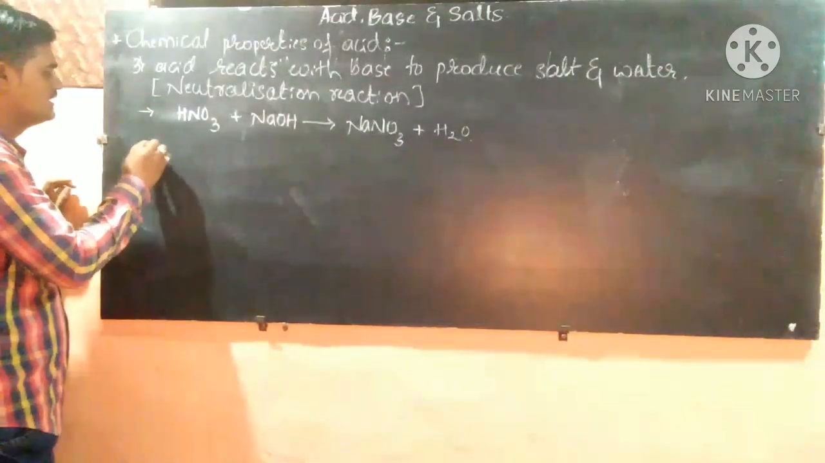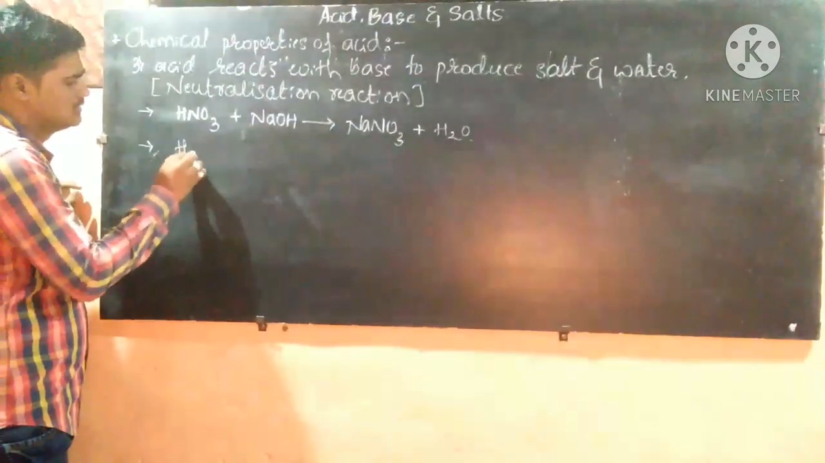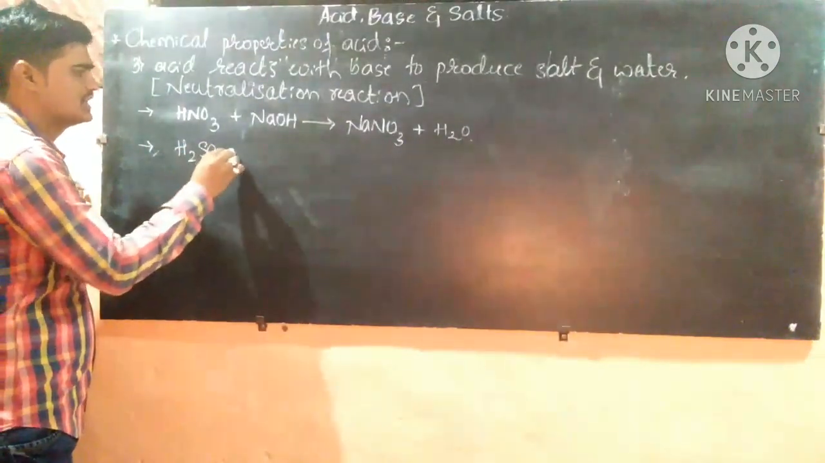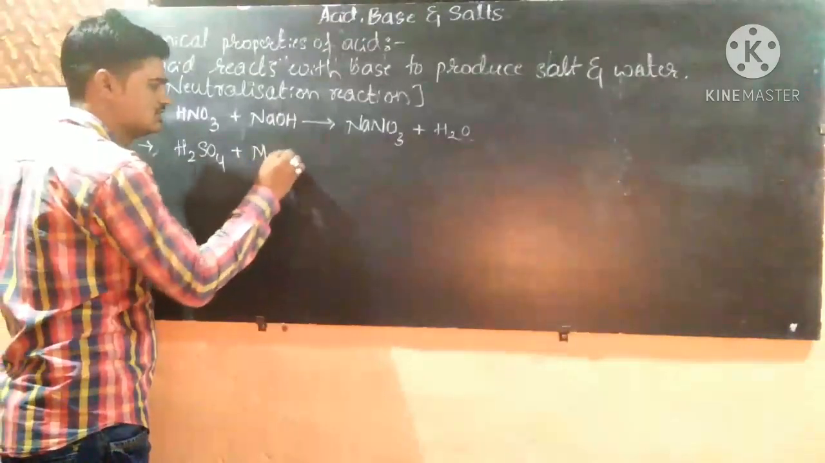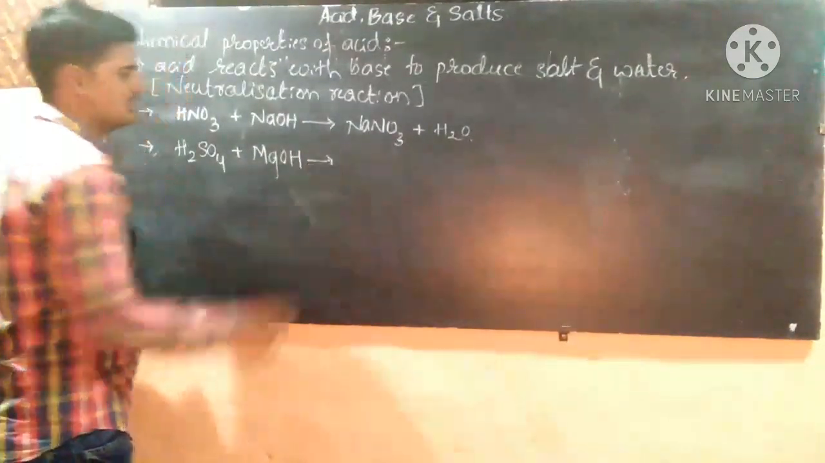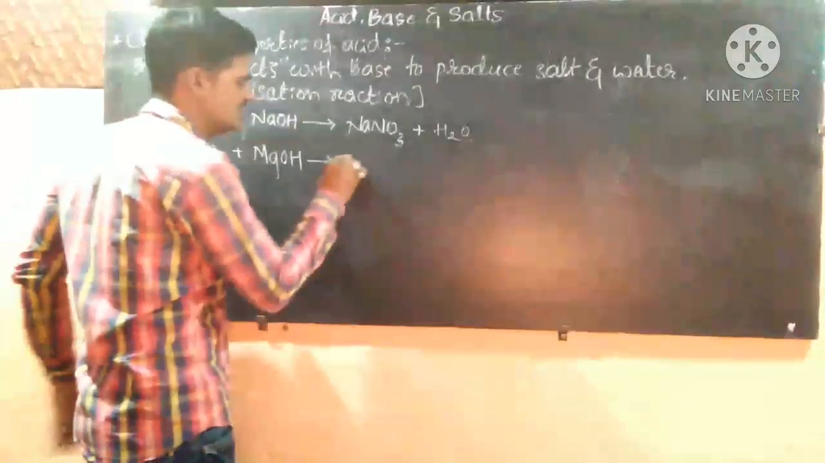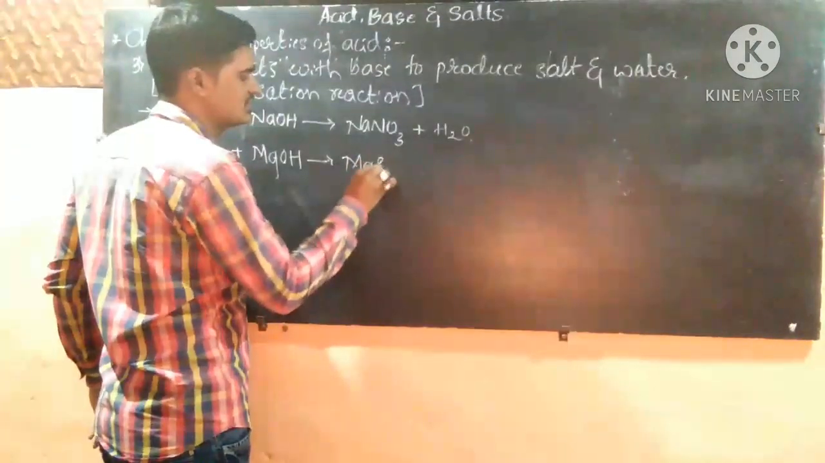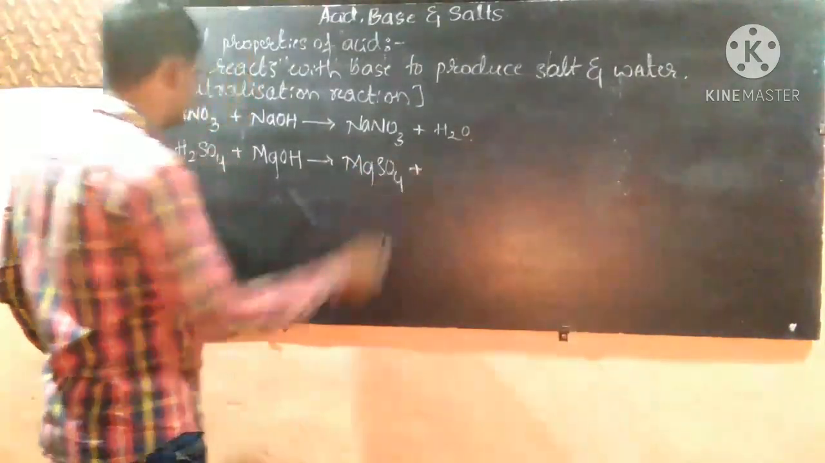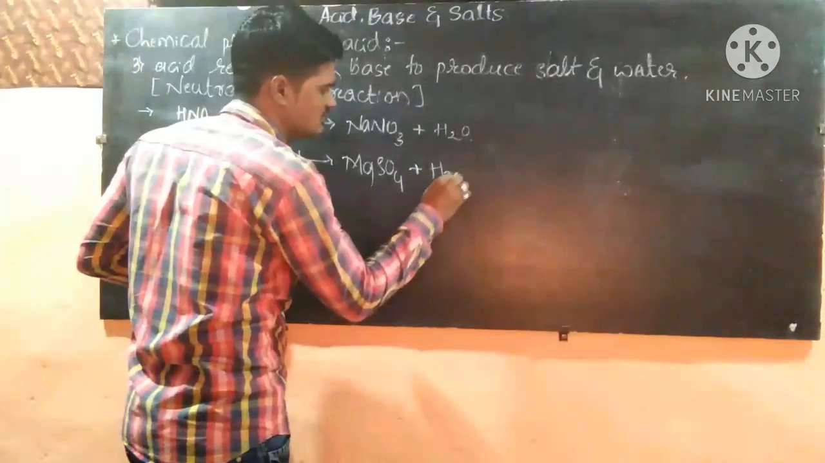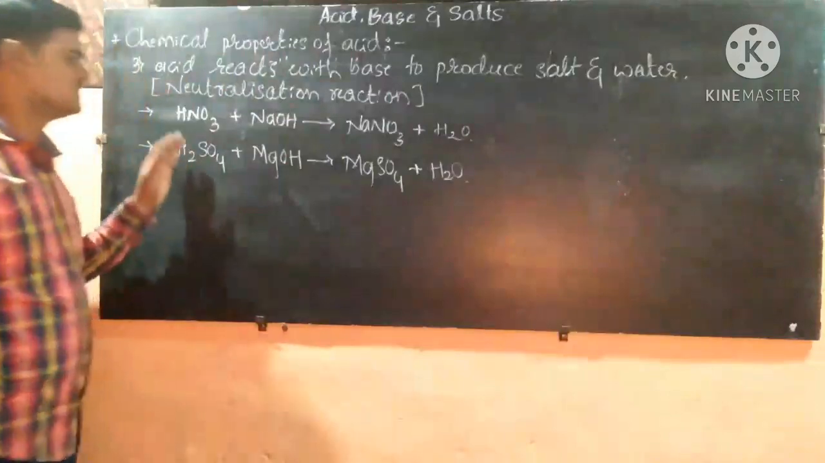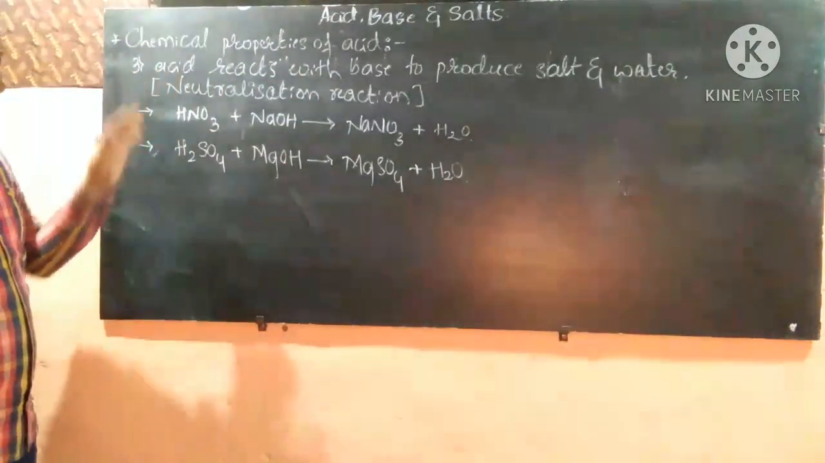Another example, we will take H2SO4, sulfuric acid, plus magnesium hydroxide, we will take MgOH, and the products formed are magnesium sulfate, MgSO4, plus H2O. These are the two examples for neutralization reaction.